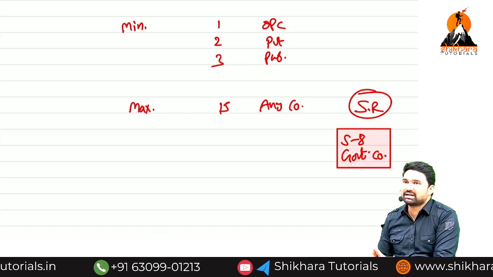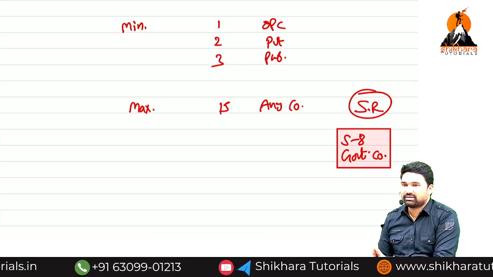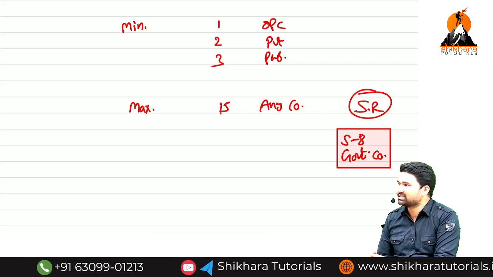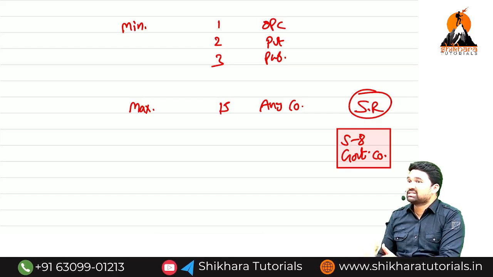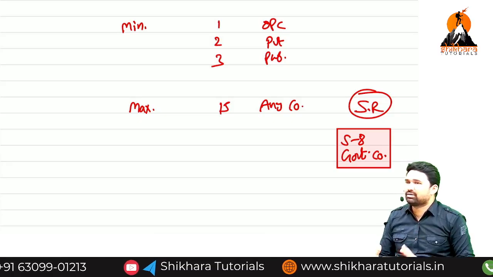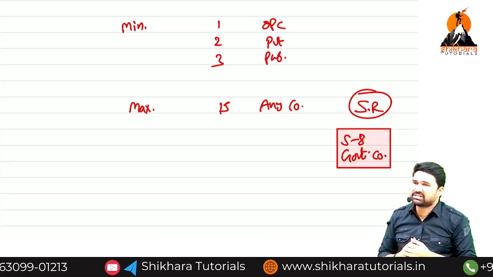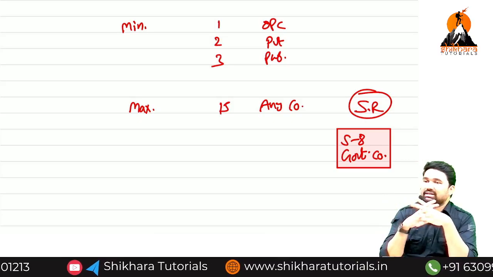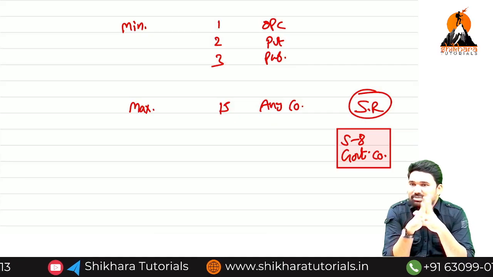Section 8 company is a commercial company. Commercial company. What kind of company is Section 8? A company which is exclusively established for some non-profit activity. That means for charitable purposes and all. That kind of companies are called Section 8 companies. Tell me, is a Section 8 company a private company or a public company?